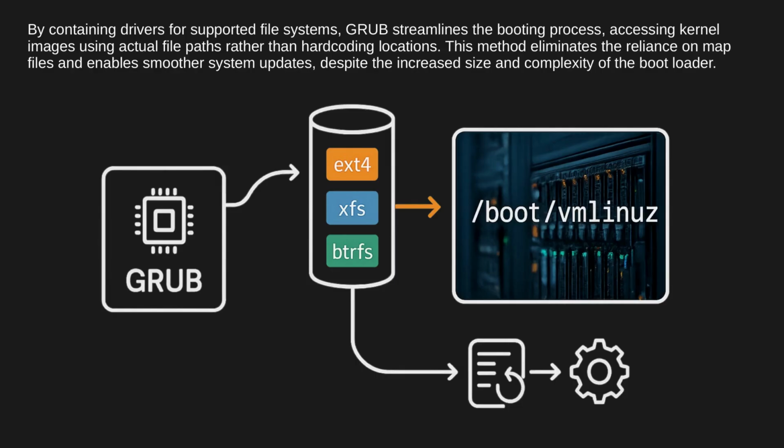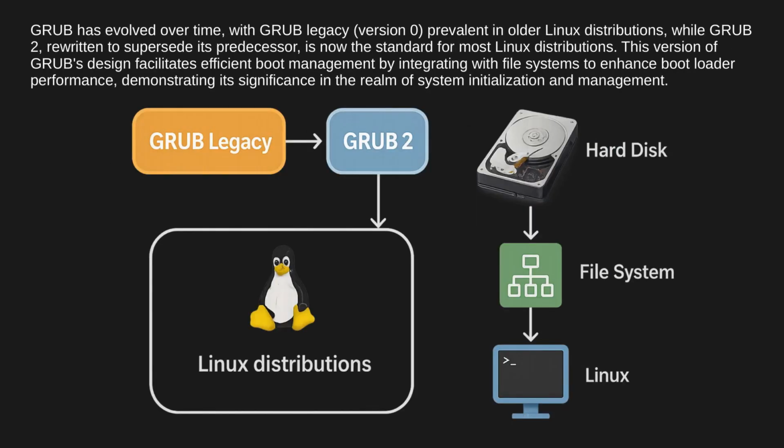GRUB has evolved over time, with GRUB Legacy, version 0, prevalent in older Linux distributions, while GRUB 2, rewritten to supersede its predecessor, is now the standard for most Linux distributions. This version of GRUB's design facilitates efficient boot management by integrating with file systems to enhance bootloader performance, demonstrating its significance in the realm of system initialization and management.